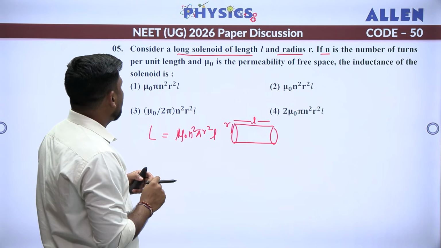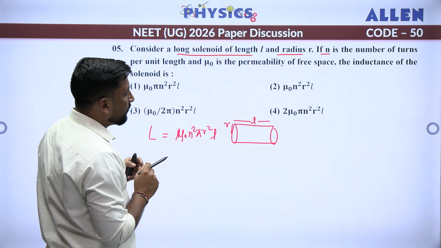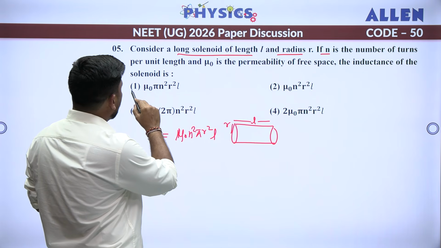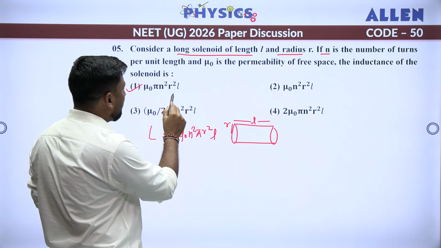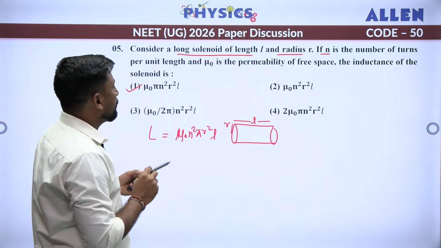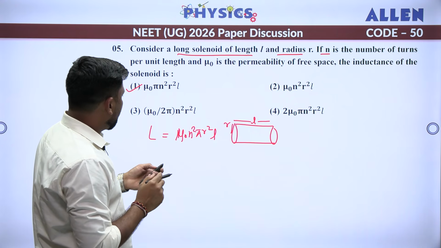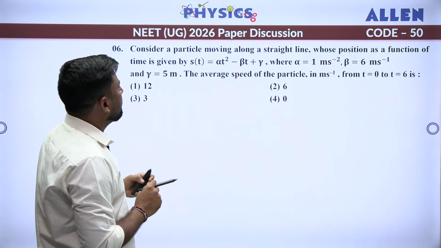So it is matching with the first option, mu naught pi n square r square l. So for question number 5, the answer is 1. Now let's move to question number 6.